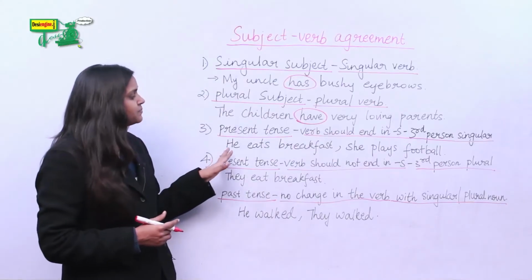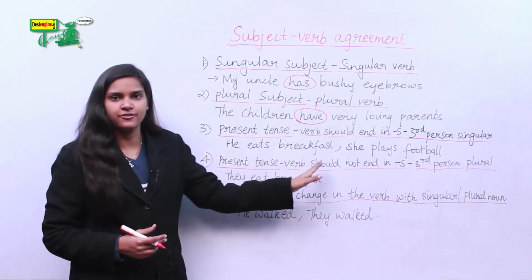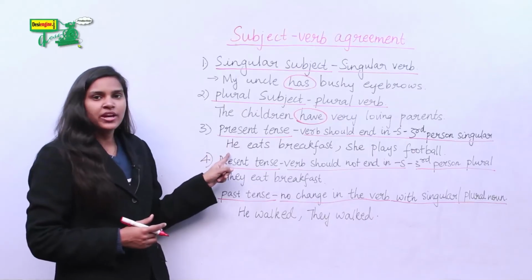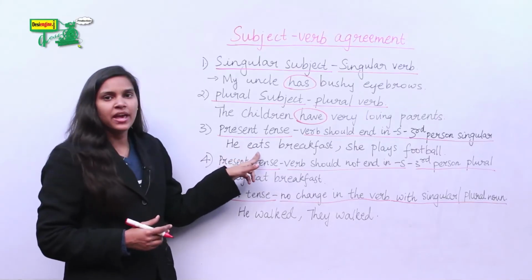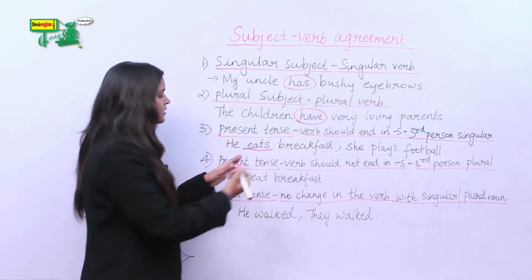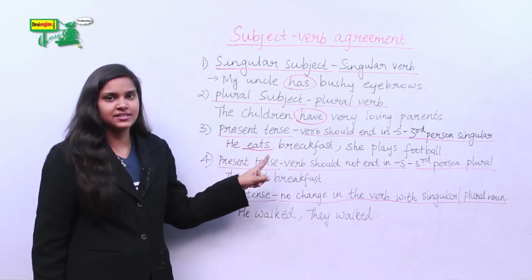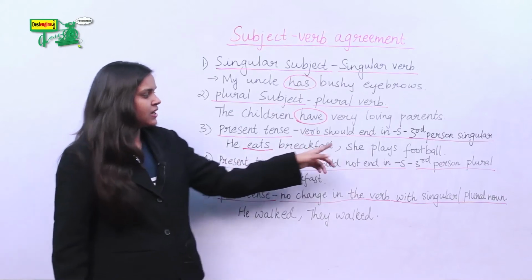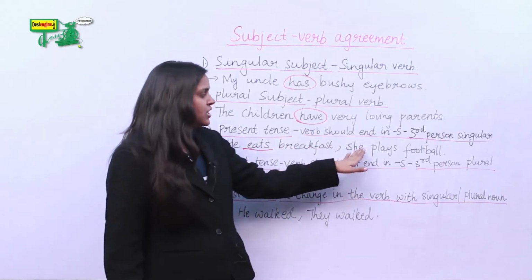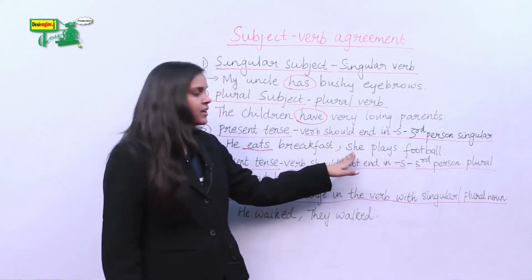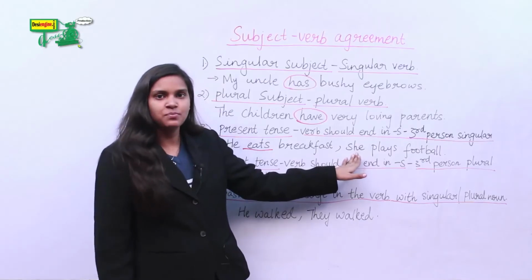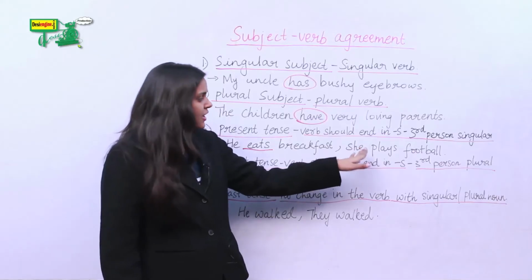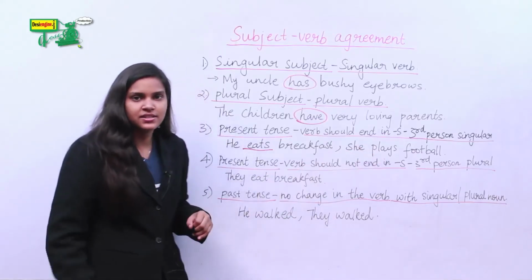For example, he eats breakfast. Here the subject is in third person singular. Therefore, the verb ends in S. That's why it is eats breakfast. Another example, she plays football. Here the subject is she and it is in the third person singular form. Therefore, the verb ends in S.